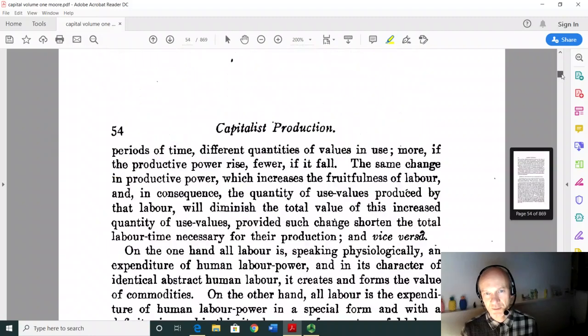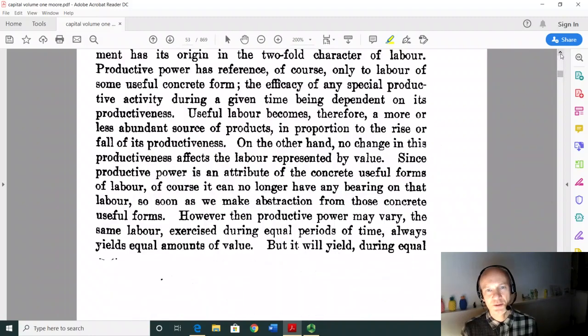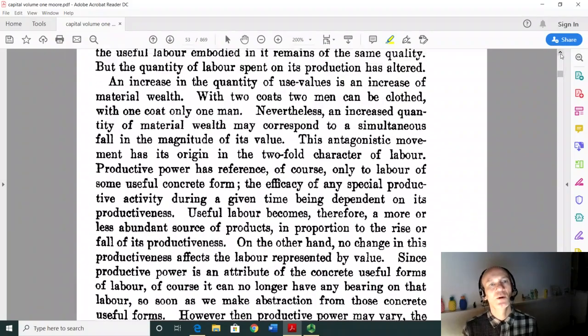Would be nice if this page wouldn't just jump like this, but okay, where are we?